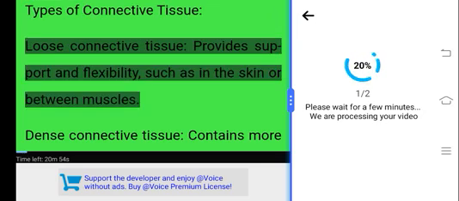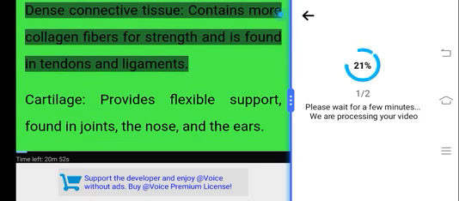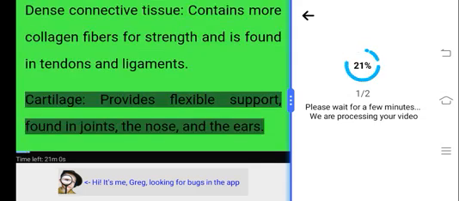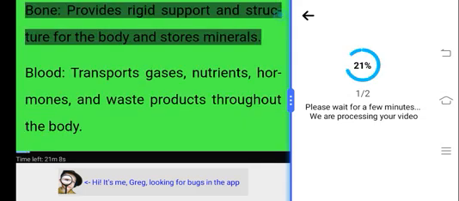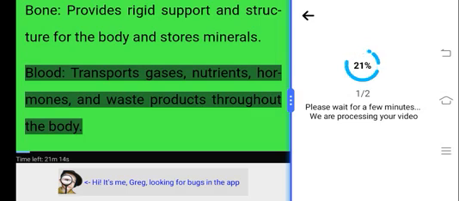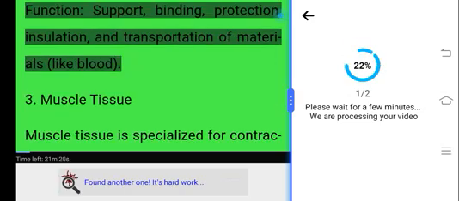Loose connective tissue provides support and flexibility, such as in the skin or between muscles. Dense connective tissue contains more collagen fibers for strength and is found in tendons and ligaments. Cartilage provides flexible support, found in joints, the nose, and the ears. Bone provides rigid support and structure for the body and stores minerals. Blood transports gases, nutrients, hormones, and waste products throughout the body. Function: support, binding, protection, insulation, and transportation of materials like blood.